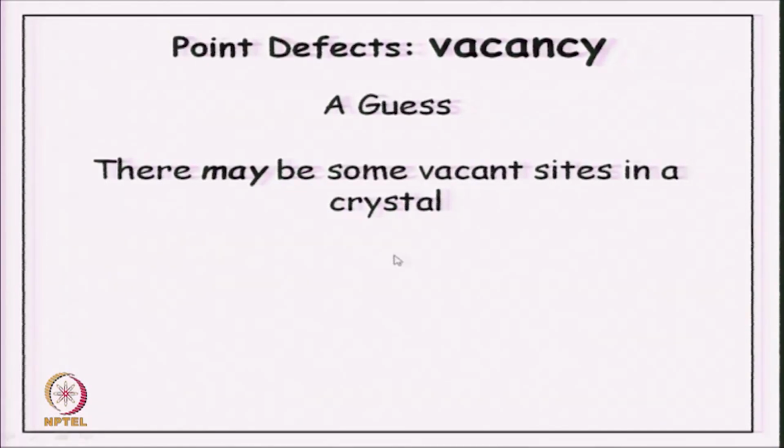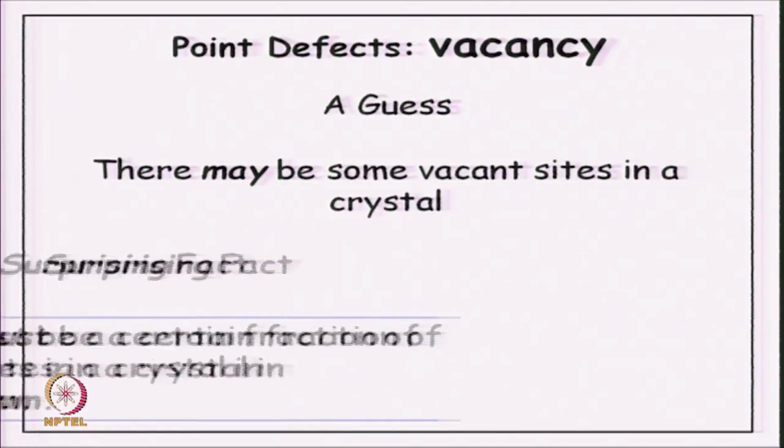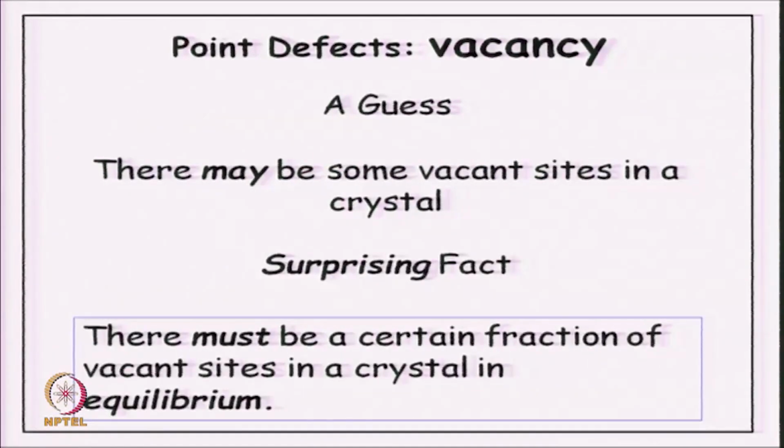So, there may be some vacant sites, but the real surprising fact is that there must be a certain fraction of vacant sites in a crystal, that there is no way we can make a crystal with no sites vacant. That is possible only at absolute 0, and absolute 0, as you know from thermodynamics, itself is unattainable. So, we will see this in detail in this video, why it is so that certain crystal sites have to be vacant. There should be a certain concentration of vacancies in equilibrium in a crystal.